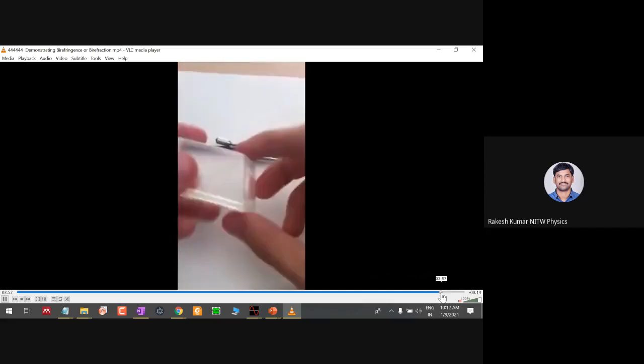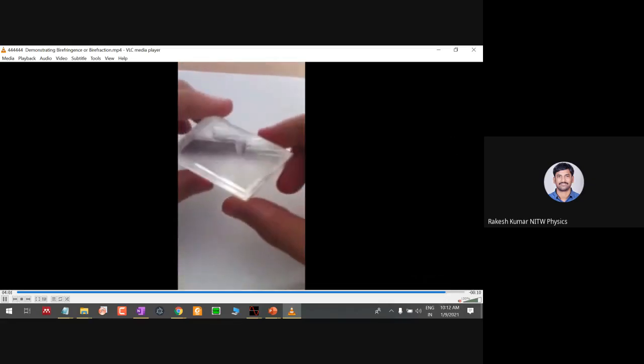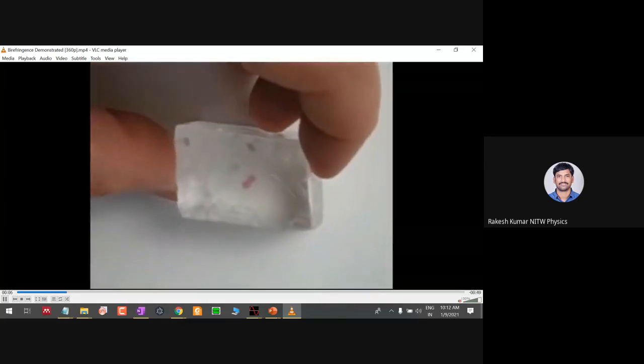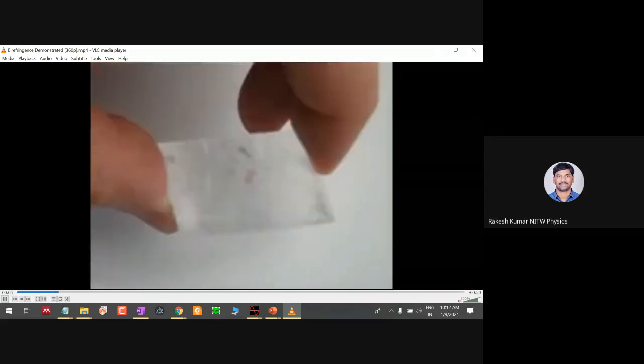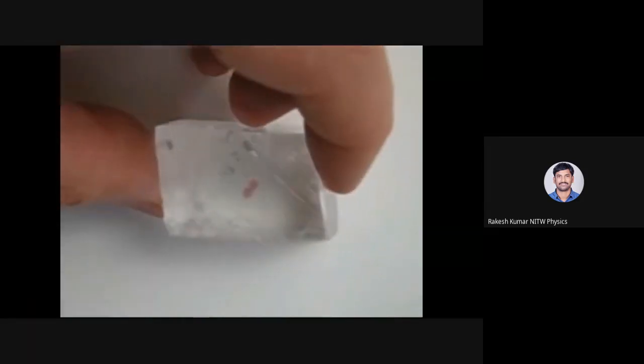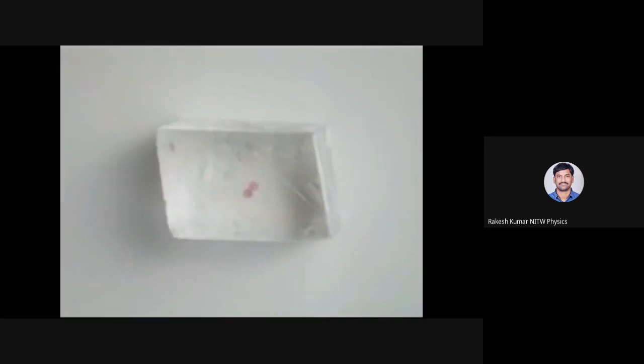Anyway, we are going to see now how to identify which is ordinary and which is extraordinary. This is the last part in double refraction, sometimes also called birefringence. What he did is he kept one ink dot or ink mark, some small dot, on a paper, and he kept a calcite crystal over it. The moment you keep the calcite crystal, you are going to see two dots. I hope you can see two dots. Now when he rotates the calcite crystal, one image is going to rotate and one image is going to stay fixed. Observe carefully.